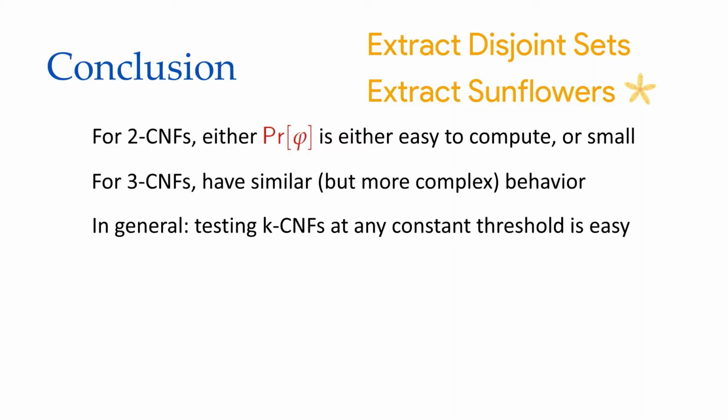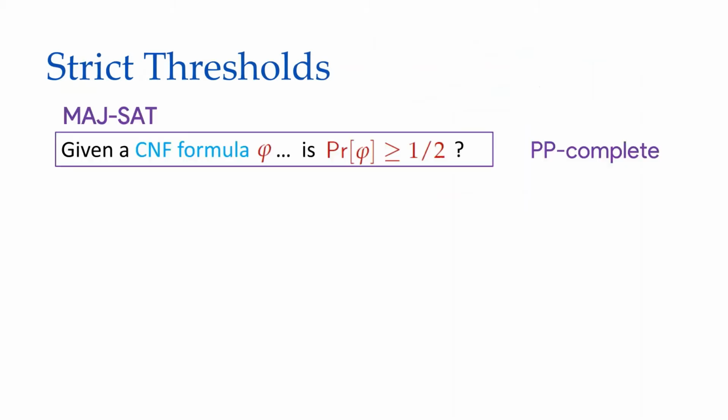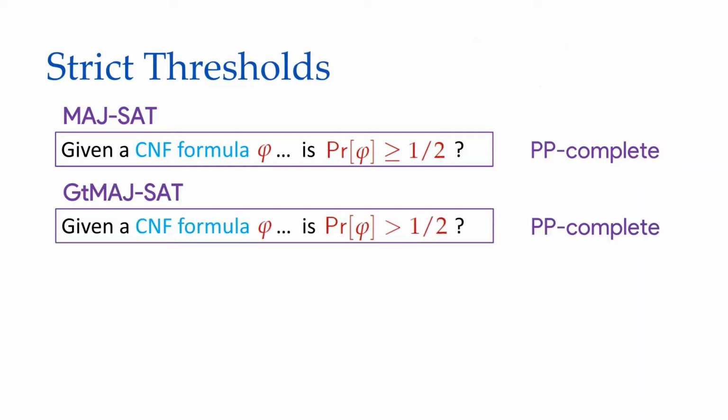Now, this would be a natural place to end this video, but as a bonus for all of you who managed to stick it through all this way, I'll state one other result for fun, which concerns a problem that's not majority SAT, but something related. Majority SAT is a canonical PP-complete problem, but there is another canonical PP-complete problem called greater-than-majority SAT. In this problem, we're given a CNF and want to decide if its fraction of satisfying assignments is strictly greater than 1/2, as opposed to checking if it's at least 1/2.